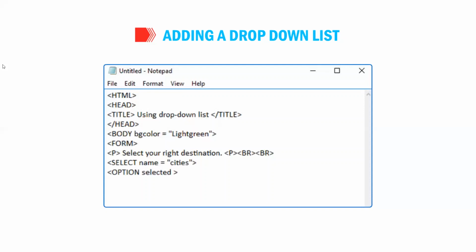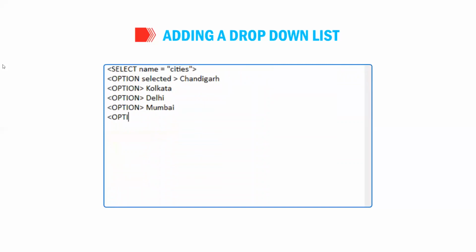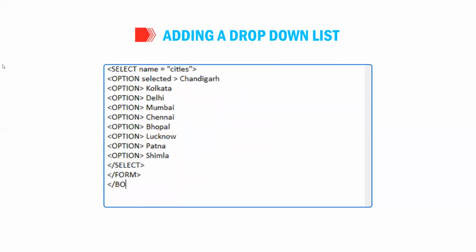<option selected>Chandigarh</option> <option>Kolkata</option> <option>Delhi</option> <option>Mumbai</option> <option>Chennai</option> <option>Bhopal</option> <option>Lucknow</option> <option>Patna</option> <option>Shimla</option> </select> </form> </body> </html>.